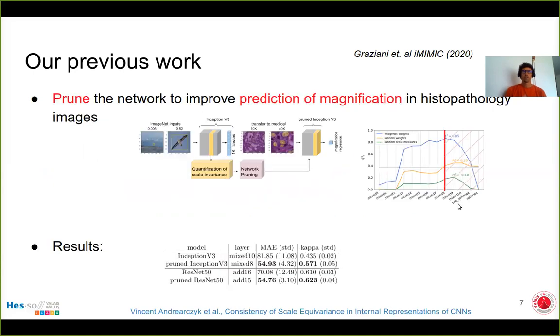We then used these results to improve transfer learning. So we pruned the network to improve the prediction of magnification in histopathology images. We removed the layers after the one containing most scale information and trained a magnification prediction network on top. The results showed a large increase in the performance as compared to using the entire network without pruning. So this was the case for Inception V3 and ResNet 50 networks.